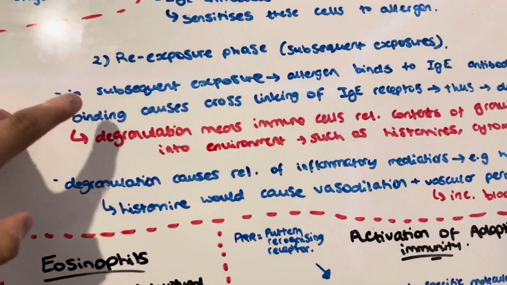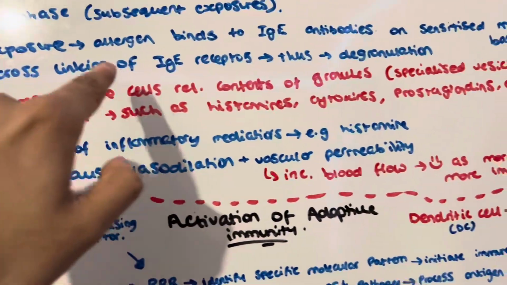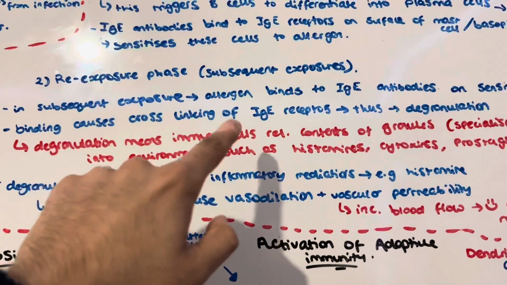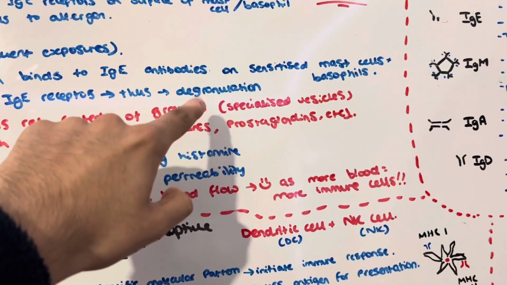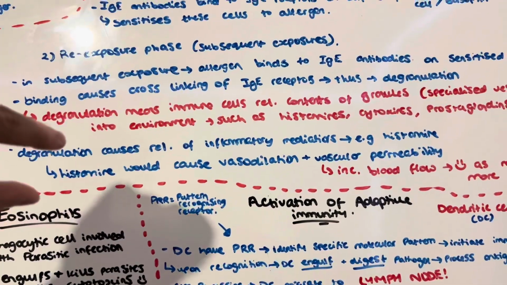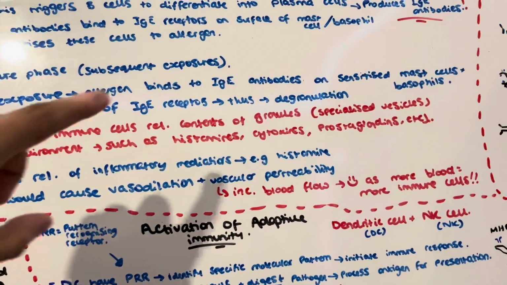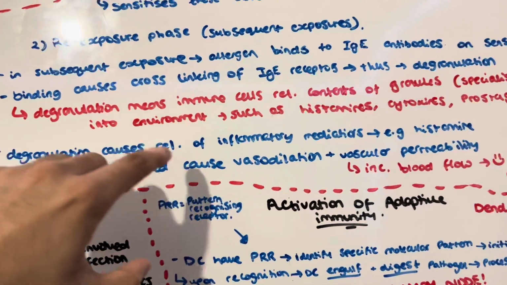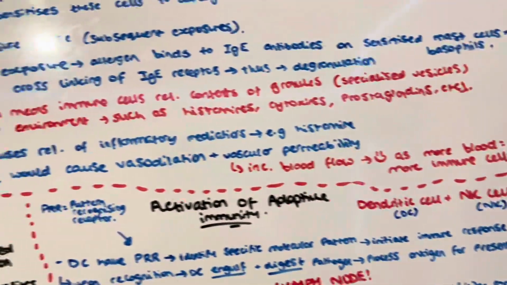And then the binding causes cross-linkages of IgE receptors. I don't know how important this part is. However, this next part is very important. Degranulation. I've also defined this. Degranulation is when the immune cells release the contents of granules. Granules are specialized vesicles, and this would be released into the environment. For example, we've got histamines, cytokines, or prostaglandins.